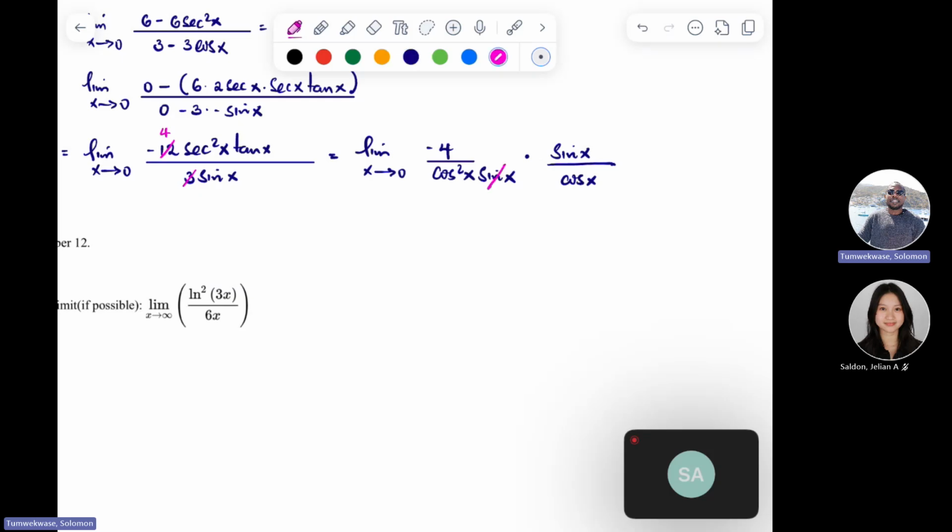Okay, so sine of x can cancel, and finally I remain with the limit as x approaches 0 of negative 4 over cosecant cubed of x. And when I take this limit, substitute 0 where x is, cosine of 0 is 1, so 1 cubed remains 1, and the whole of it becomes negative 4.